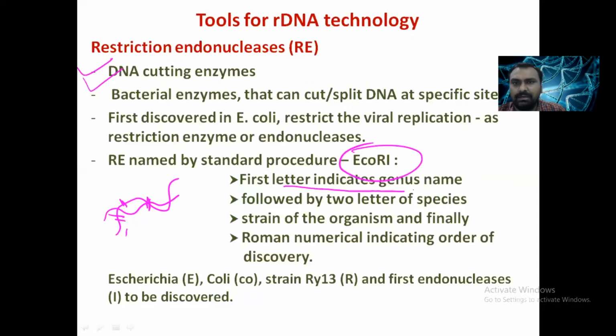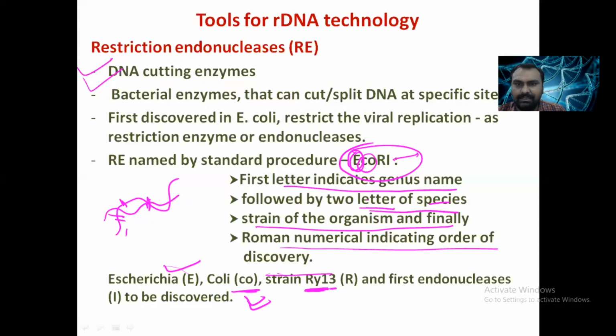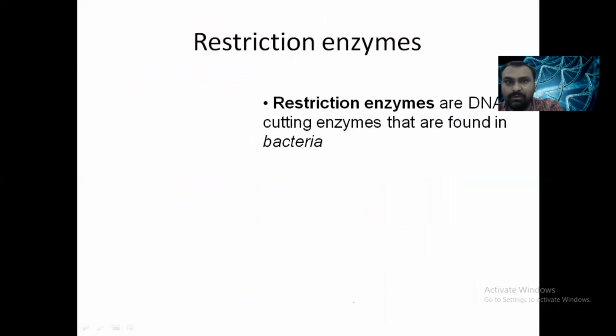So the first letter indicates the genus name. This is Escherichia, the genus. Then the next two letters are for the species. This "co" is coli, the species, and this R is the strain of the organism. And this Roman numeral indicates the order of discovery. So E is genus, co means species, the strain is RY13 that is represented by R, and the first endonuclease which was discovered is called R1. This is how restriction enzymes are named. They are also called molecular scissors.